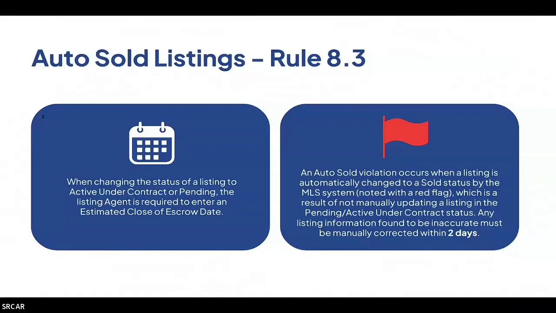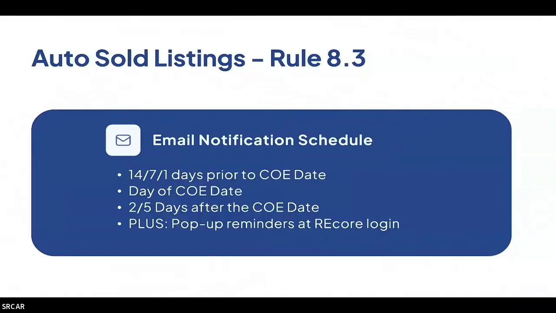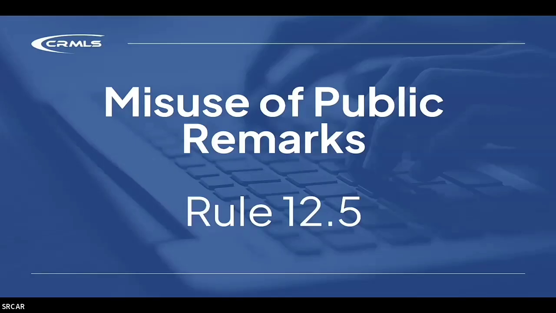You're going to know that you're in auto sold not only because you're locked out of your listing, but now your status is going to show a red flag and it's going to say closed. So we try to help you remember that that date is approaching. We start sending you email notifications 14 days before the date that you've entered. We send another one 7 days before, 1 day before, the day of, 2 days after, and 5 days after. On day 6, if you still haven't corrected that date, then we're going to send a citation this time instead of just an email.